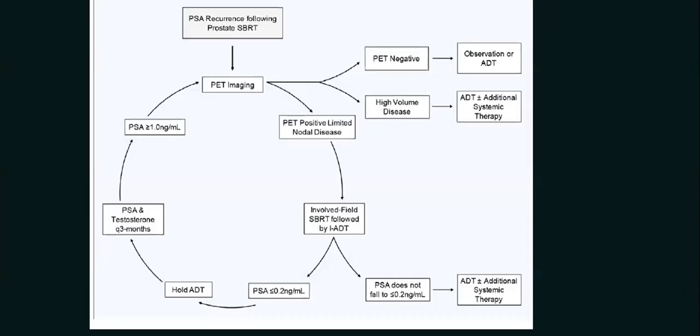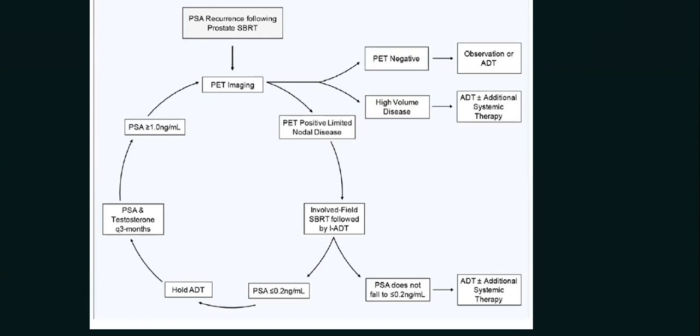We're heading towards this, and I like this diagram where you're talking about ADT, where it might be a better flow diagram. So if you've got PSA recurrence following radiotherapy, and you do a PSMA PET or a PET imaging of any sort, and it's negative, you can offer your patients observation or ADT. If it's high volume disease, you offer ADT with added systemic therapy. But suppose there's PET positive limited nodal disease, then there's the idea of intermittent ADT.